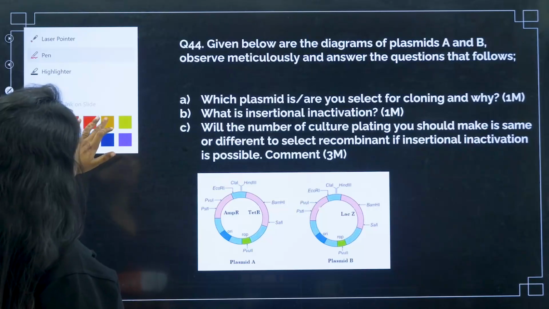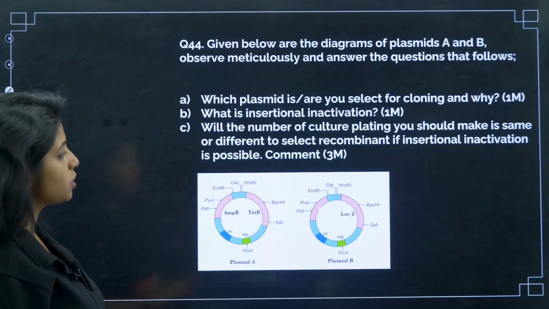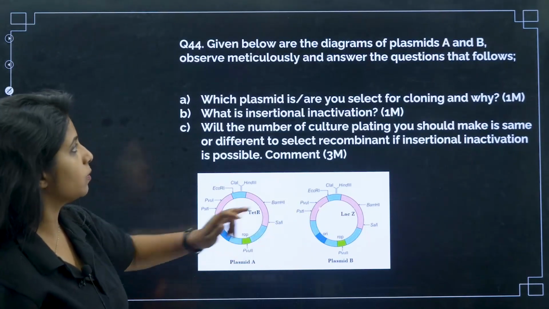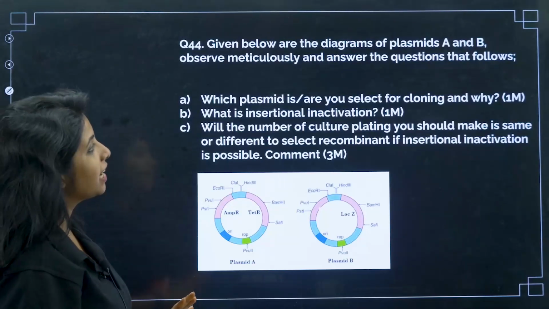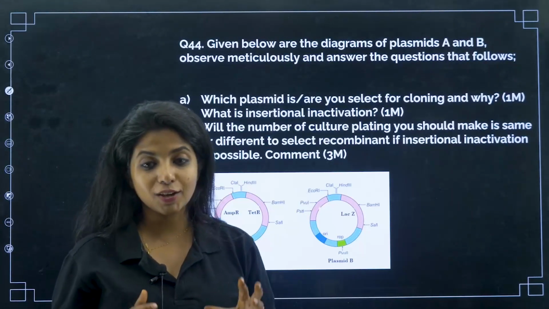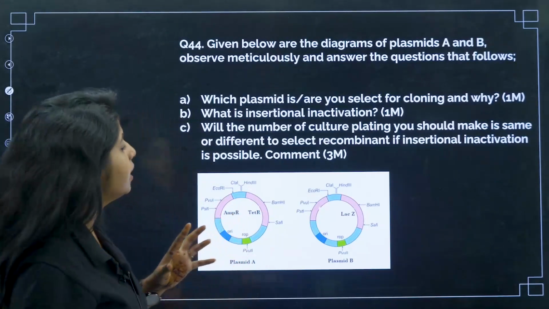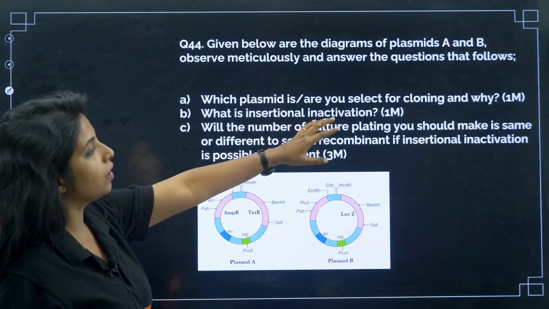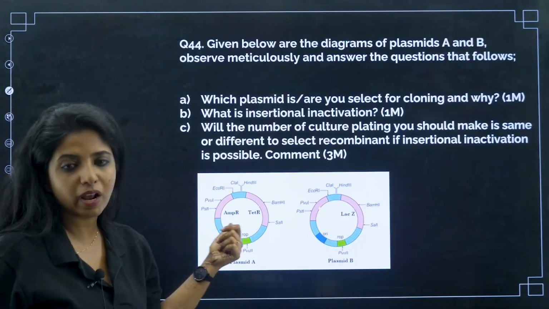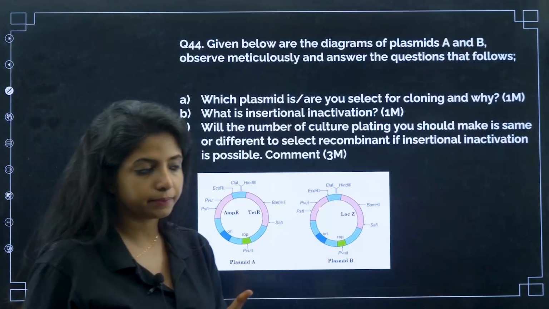Now, the last question, my dear children. Given below are the diagrams of plasmids A and B. This is plasmid A, this is plasmid B. Observe meticulously and answer the questions that follow. You have to observe concentratingly. Now, which plasmid or plasmids do you select for cloning and why? Which plasmid do you think you will be selecting for cloning?